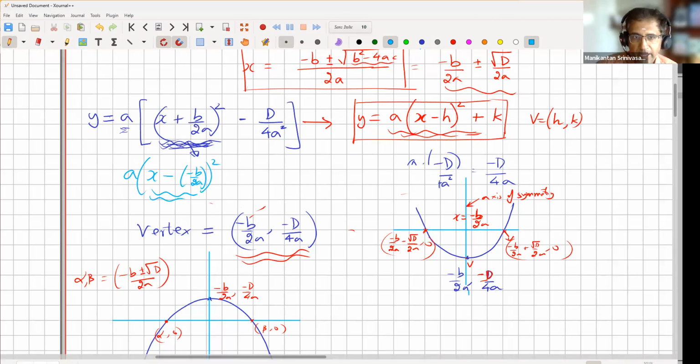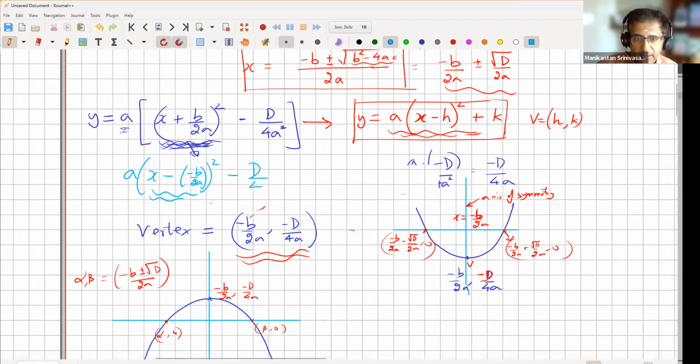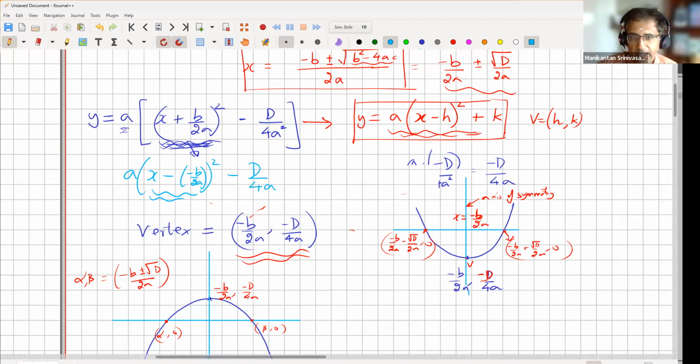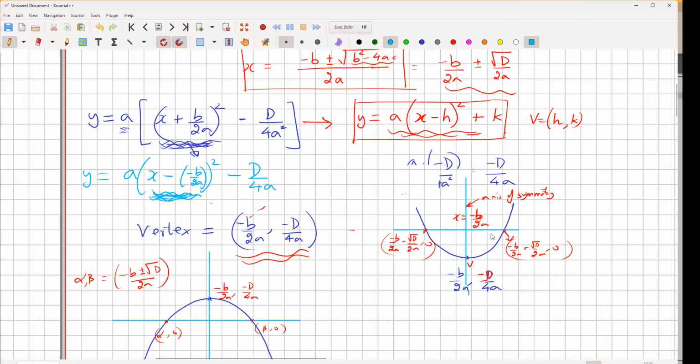And then if I multiply out the a with the 4a square, it will cancel one a. So minus d by 4a. I'm getting the d by 4a square outside the bracket, so that I can see that when x equal to minus b by 2a, that's when this is the minimum. And the value for that y coordinate is minus d by 4a. All of you okay on this? Yeah. Okay. Ahan, you're okay?